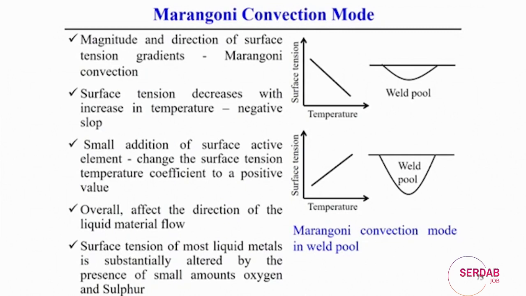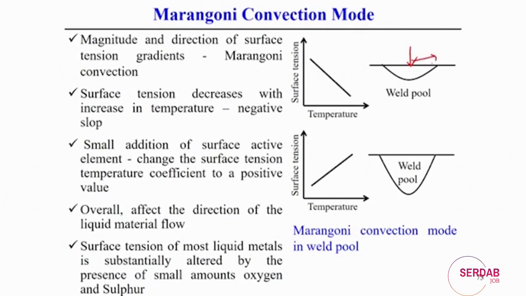So, normally what happens in the Marangoni convection mode, in this case, if you see the first figure, is that surface tension actually decreases with an increase in temperature. So, that means surface tension is decreasing with increasing temperature. In the case of the welding process, exactly at the center point, temperature becomes the maximum.